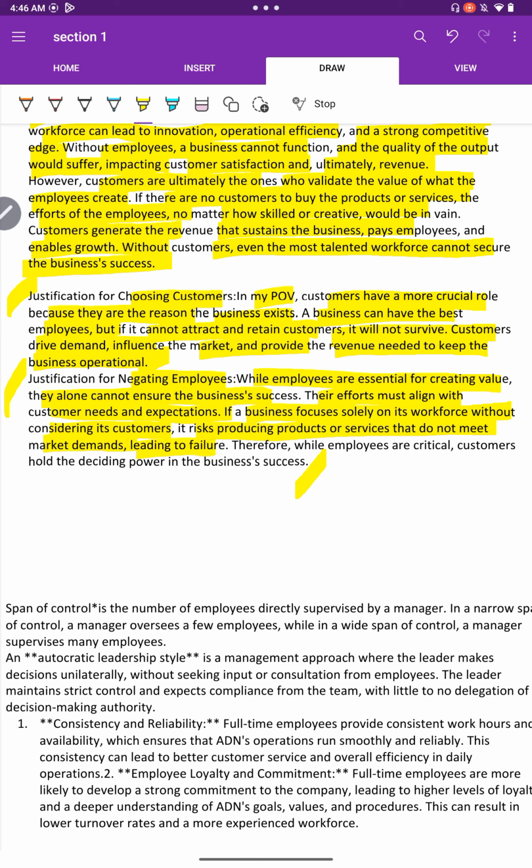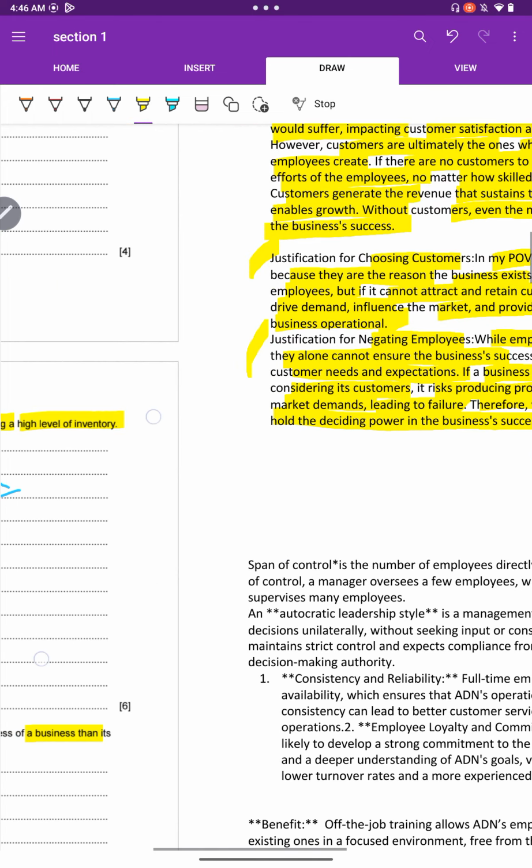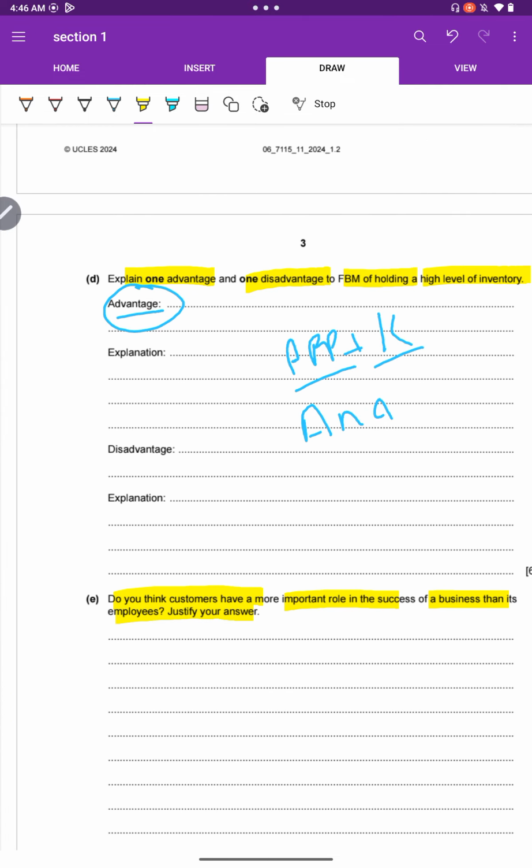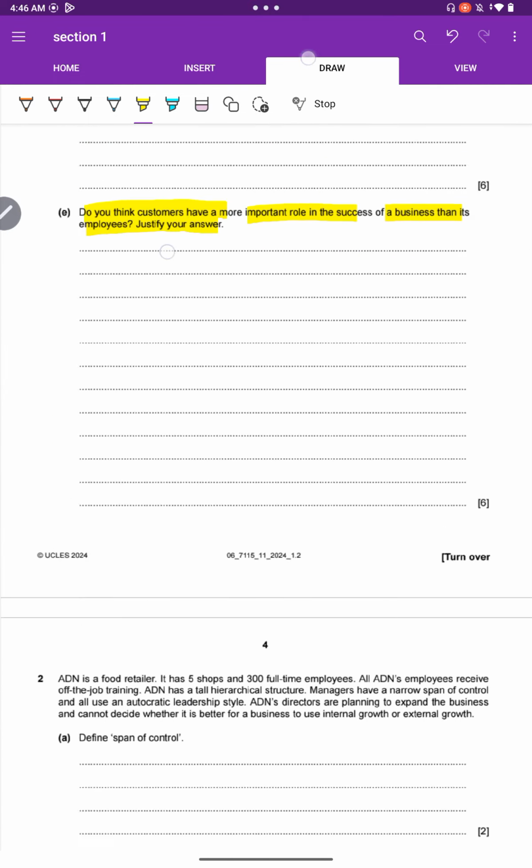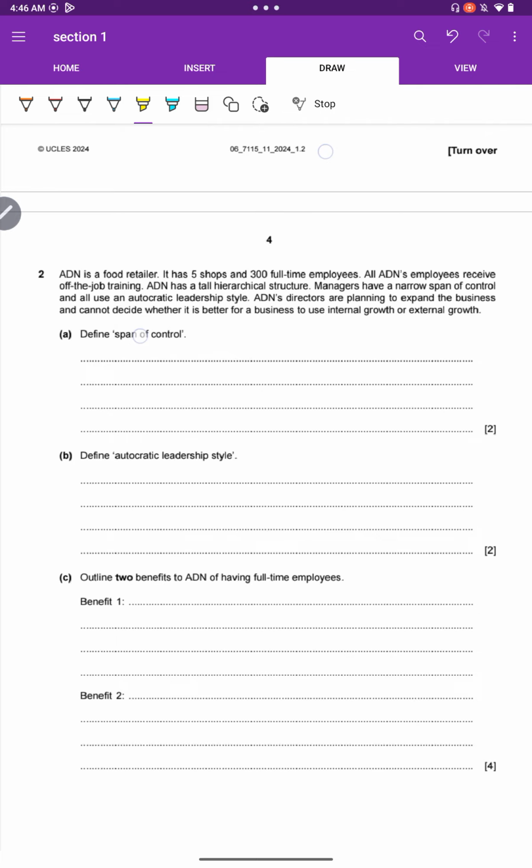So you can also write it till here, but yes, because I've written some extra explanation here, I have to read it. So therefore, while employees are critical, customers hold the deciding power in the business success. Okay, so we have completed. Now we are going to see question number two.